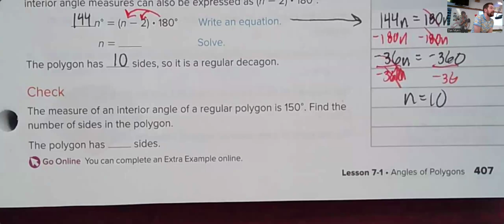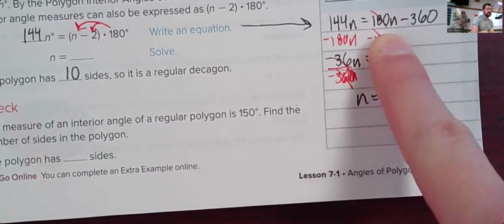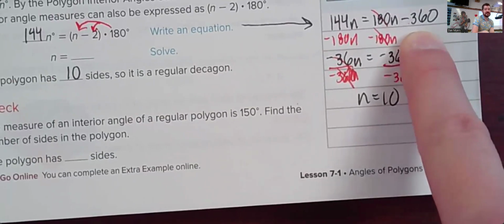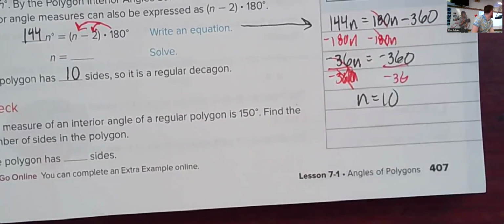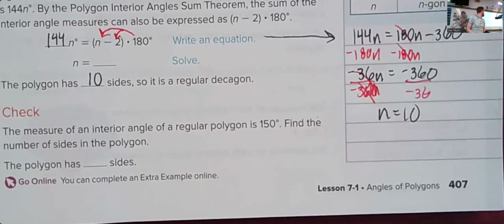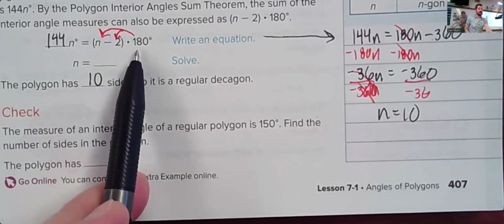By the way, if you want to speed up the process a little bit, just as a hint, the right side of your equation will always turn into this when you distribute the 180. So if you want to start your equation with 180n minus 360 on the right, that'll take a step out of it because it'll always do that. The right side is always going to be this to start with, which means we'll always distribute that, which means it'll always turn into that.